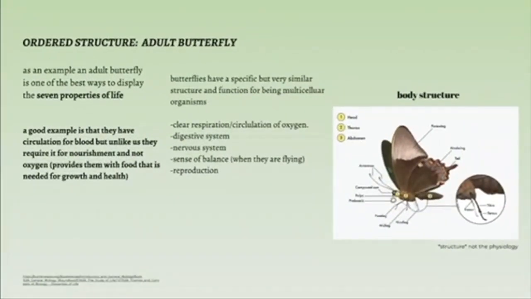As an example, an adult butterfly is one of the best ways to display the 7 properties of life. Butterflies have a specific but very similar structure and function for being a multicellular organism. They have clear respiration, circulation of oxygen, a digestive system just like us, a nervous system, a sense of balance, which is used when they're flying, and a reproductive system. A good example is that they have a circulation for blood, but unlike us, they require it for nourishment and not oxygen. That means it provides them with food that is needed for their growth and health, as for us, it's used for oxygen.